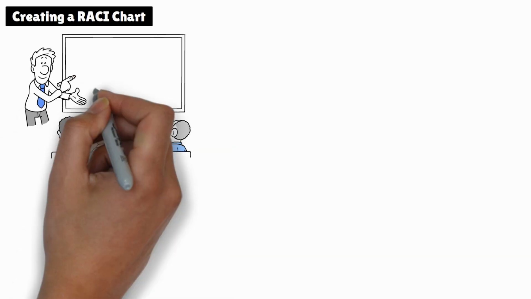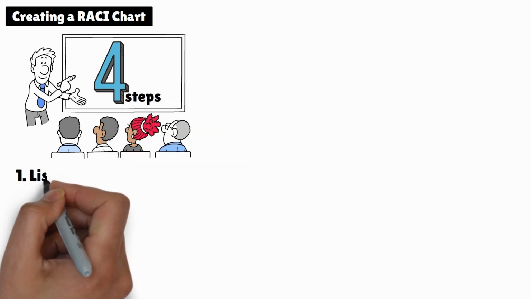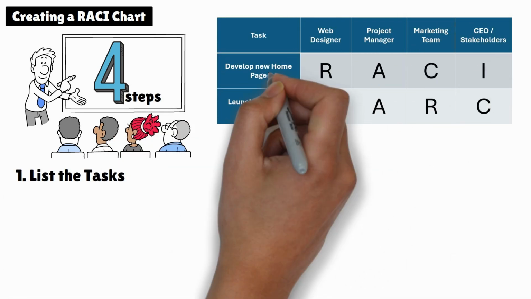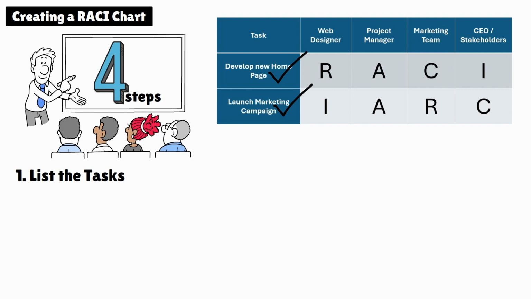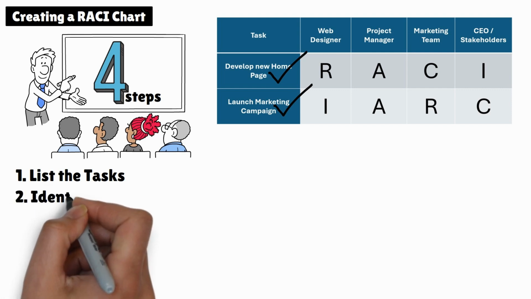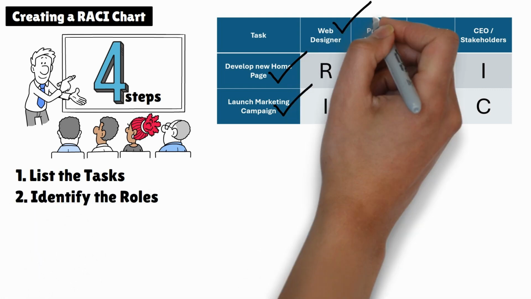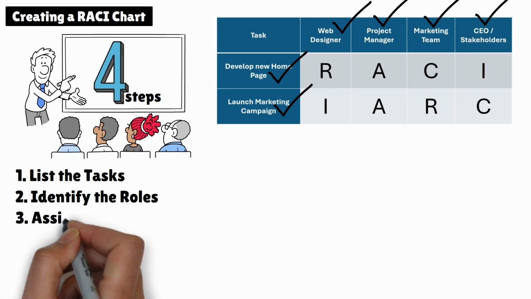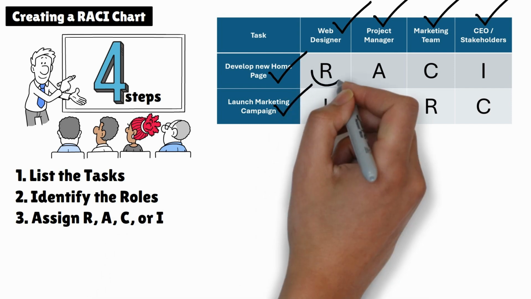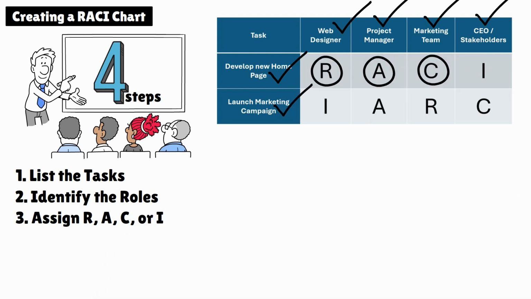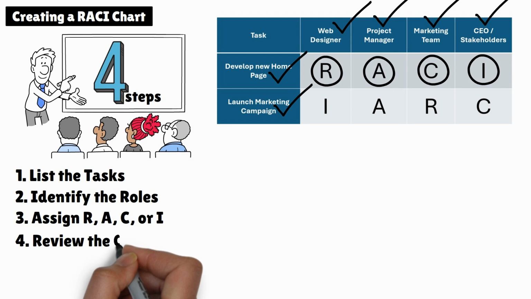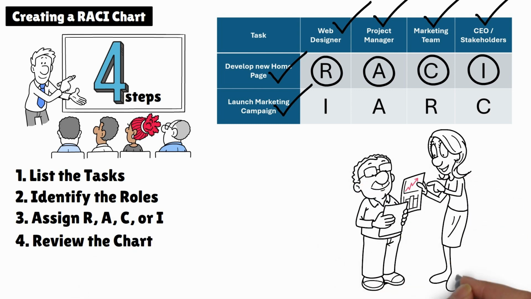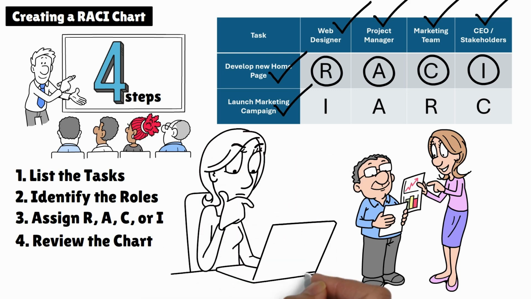Here's how you create one in just 4 steps. 1. List the tasks. Start by listing all the tasks or deliverables along the left-hand side of the chart. 2. Identify the roles. Across the top, list all the roles or team members. 3. Assign R, A, C, or I. For each task, assign one of the RACI letters to each role. 4. Review the chart. Finally, ensure that every task has one accountable person and at least one responsible person. Make sure there are no missing responsibilities or role overlaps.